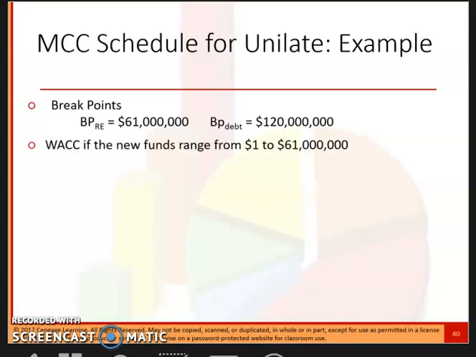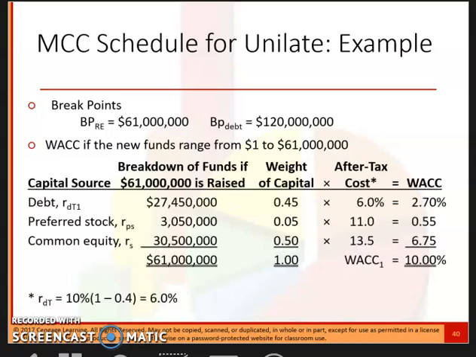So if we're within the weighted average cost of capital, within 61 million, the breakdown of funds: assuming we issue a total of 61 million, the 45% of that's going to be debt. So that means that's 27.5 million. We have a 40% tax rate. 5% of 61 million is 3,050,000. 30.5 million is the common equity, which we add up to get to 61 million.